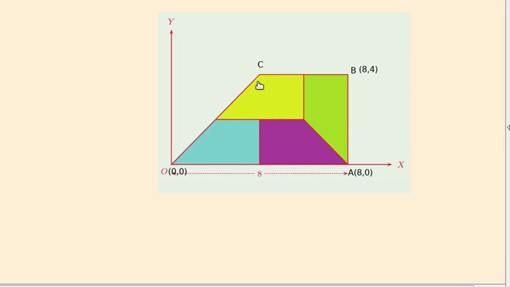Okay. Then you find C. What is C? C's x coordinate is this distance and y coordinate is this. Therefore, it is (4, 4). You can write C as (4, 4). Clear? You draw the diagram and do this problem. Then write the next one.